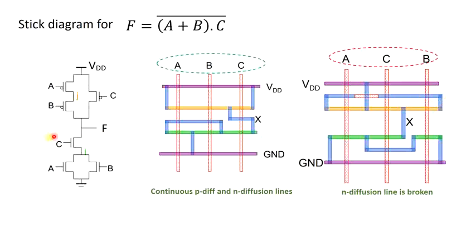Now let us concentrate on the pull down network. Let us start from here. The output is connected with the drain terminal of C, and only with C. So the output coming from here, if it has to connect here, then this N diffusion has to be broken, because the output is only connected with this C. So the output has to be connected only with C.